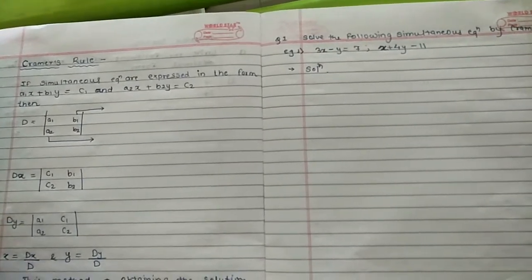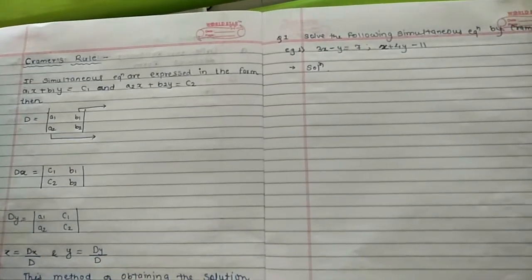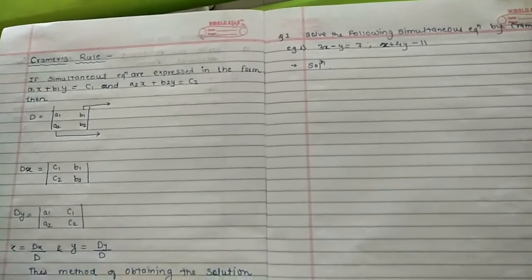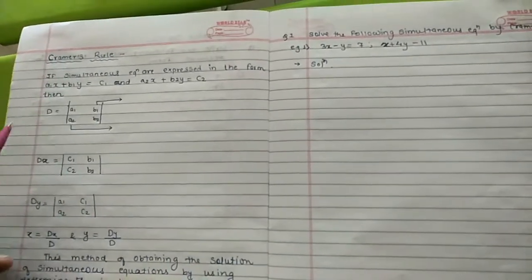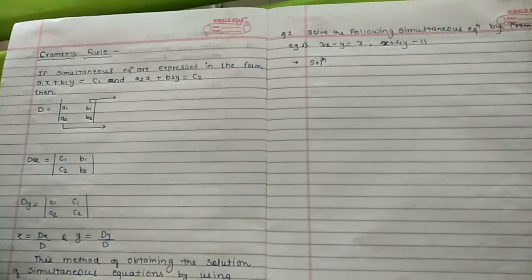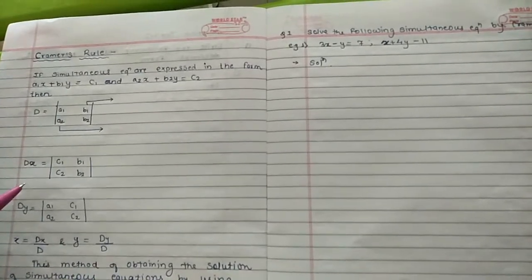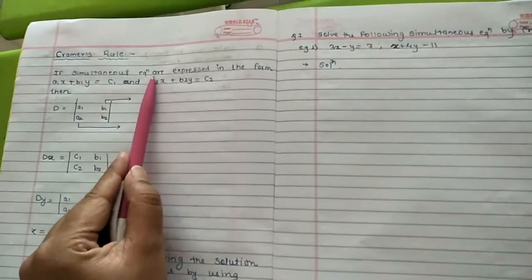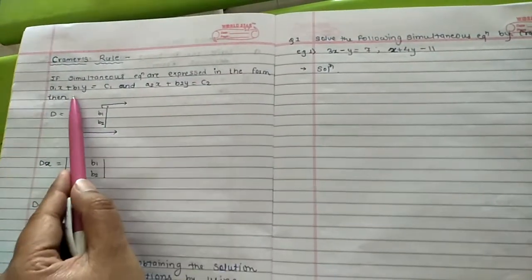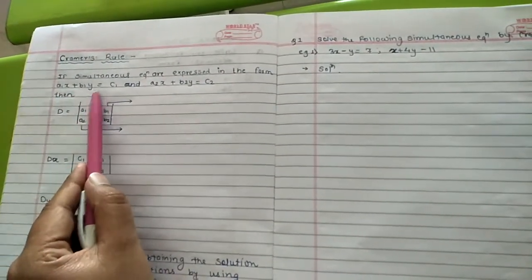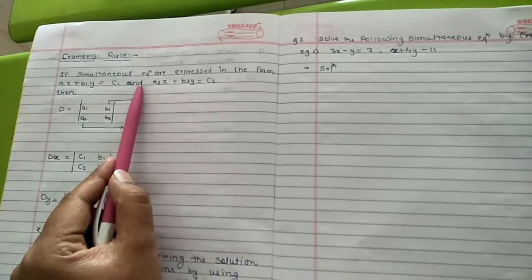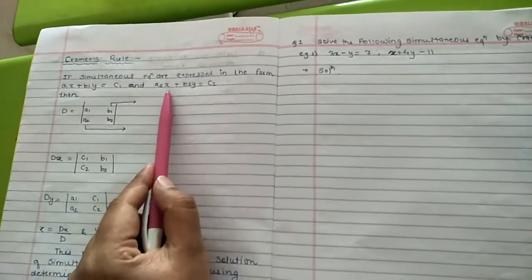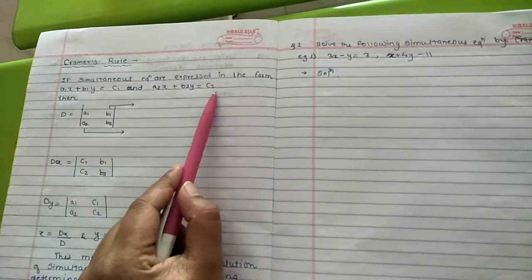Now, how are we going to solve simultaneous equations by using Cramer's rule? Here I have given some formulas, you can say some hints, by using which we can follow all the steps. If the simultaneous equations are expressed in the form a1x plus b1y equals c1, and a2x plus b2y equals c2.